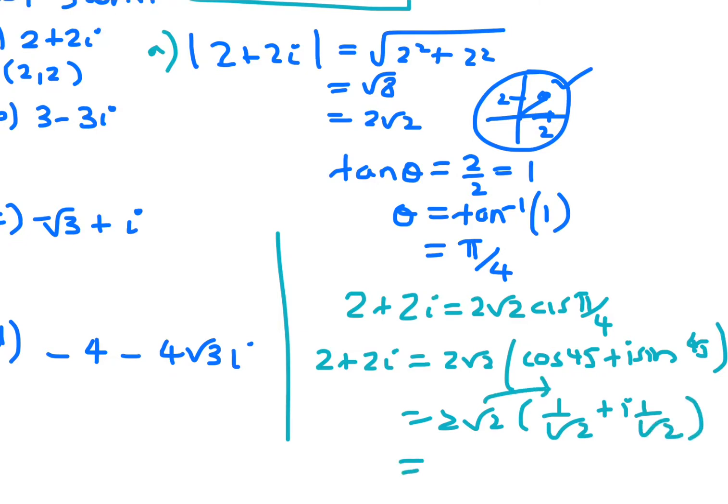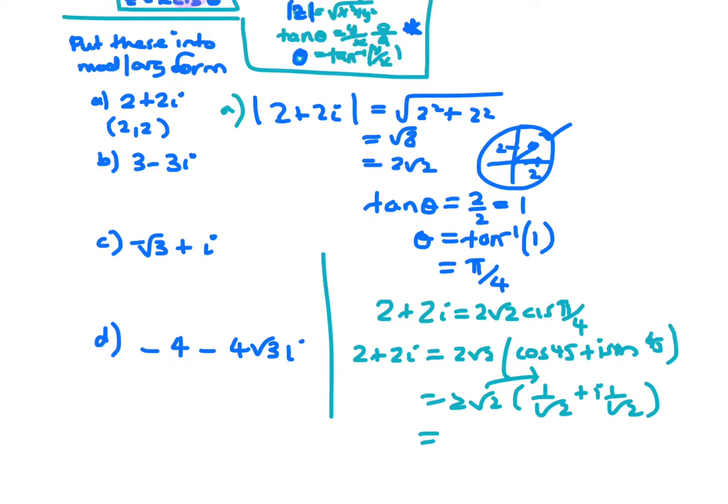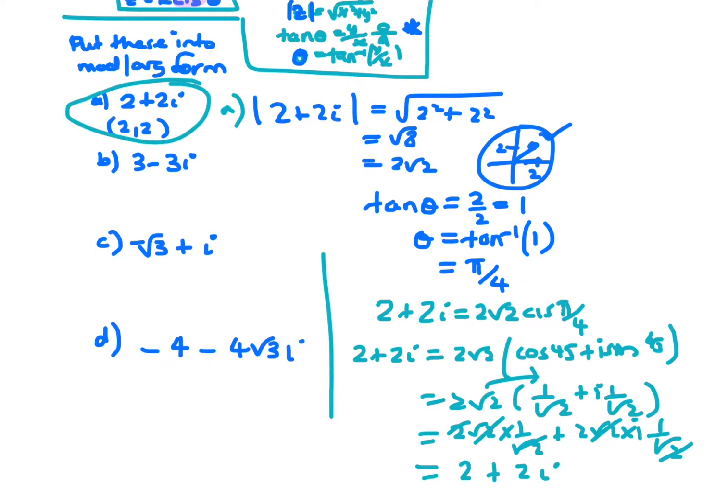When you expand this out, you get 2 root 2 times 1 on root 2 plus 2 root 2 times i times 1 on root 2. And the root 2s will cancel out. And so you get 2 plus 2i. So that takes you back to what you originally started with.